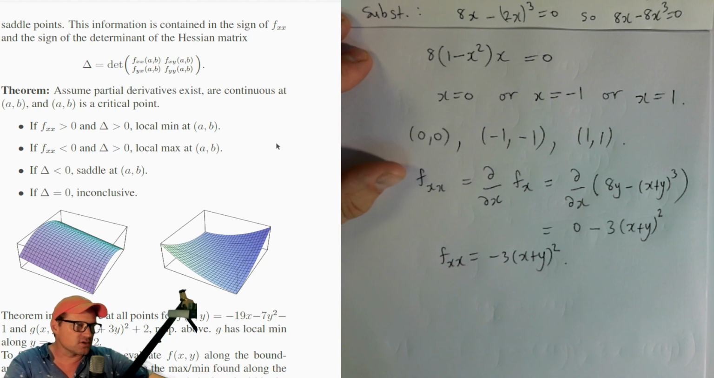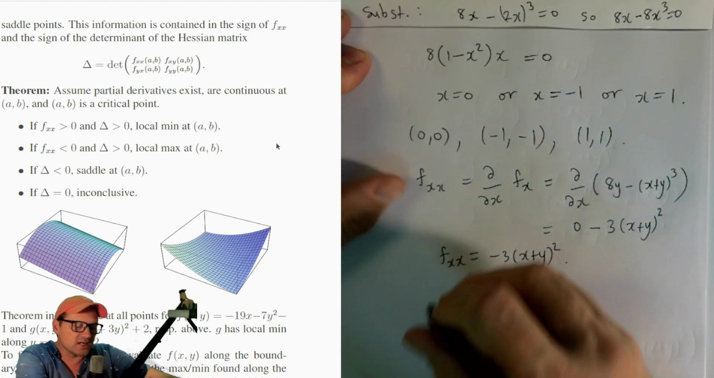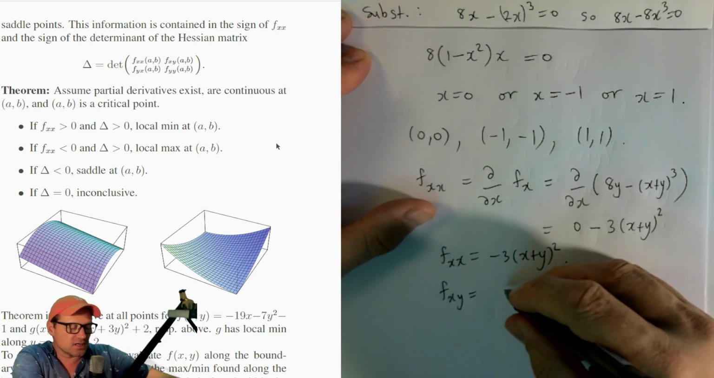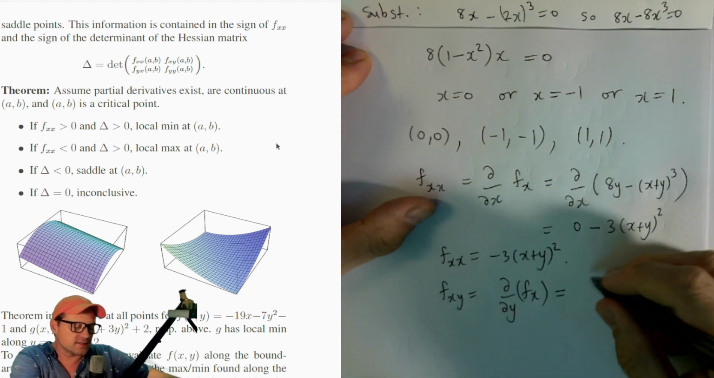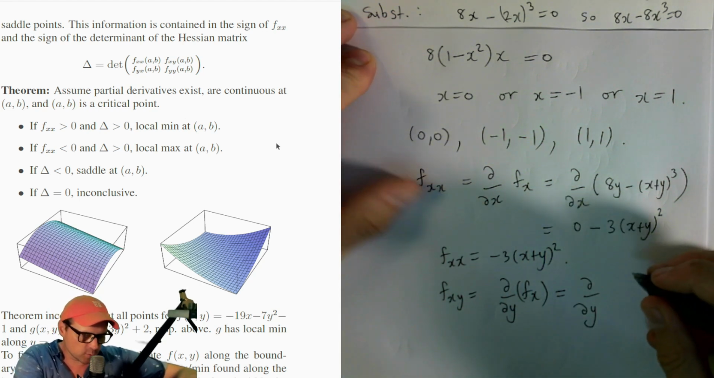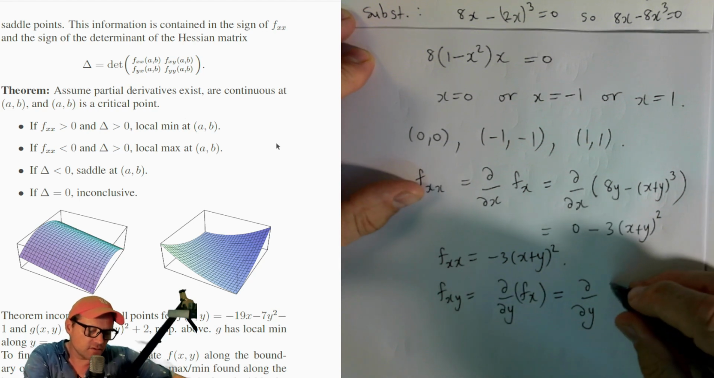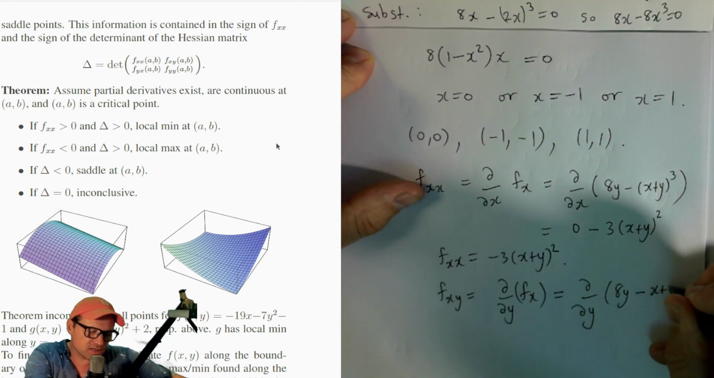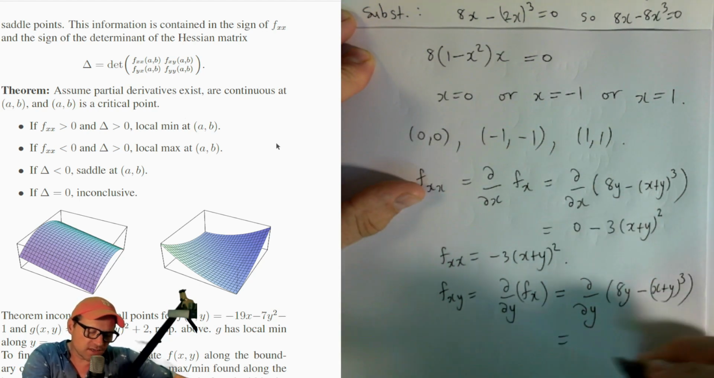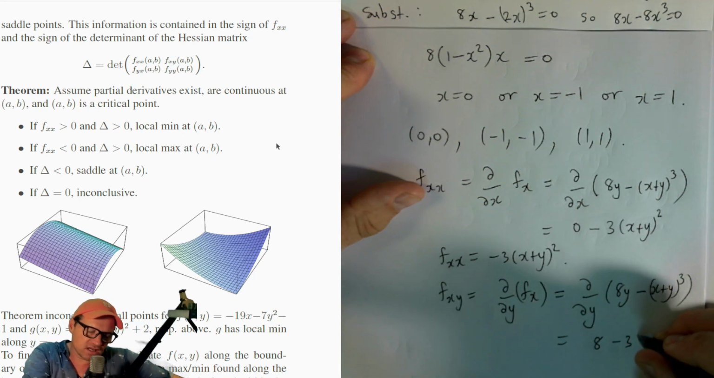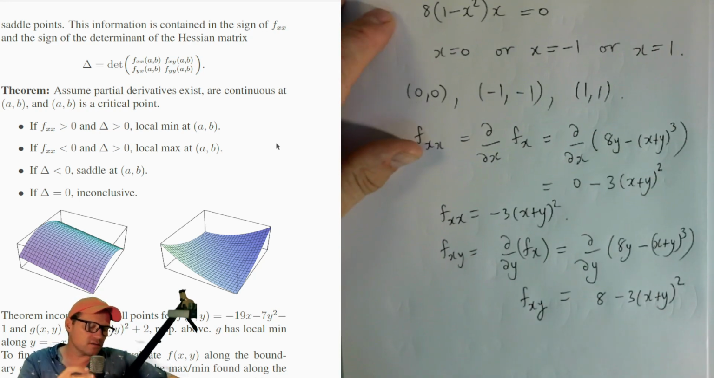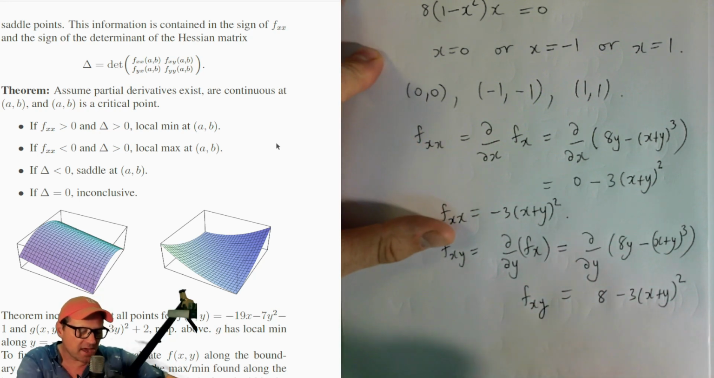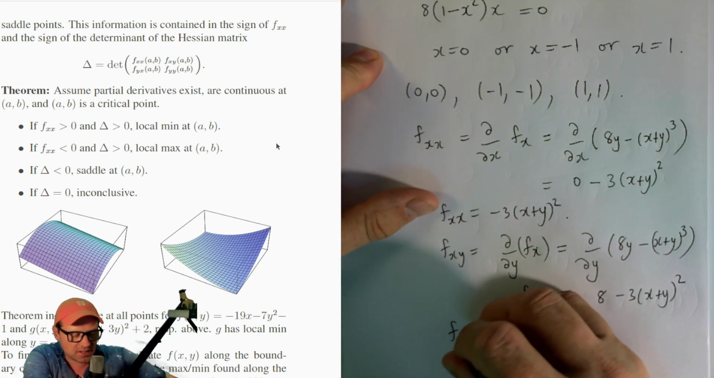Okay, so in our Hessian matrix we also need fxy, which is the partial derivative with respect to y of fx. And so this is the derivative with respect to y of 8y minus (x + y)^3. So here we have 8 minus 3(x + y)^2 for fxy. Now, this should be the same as fyx by Clairaut's theorem, but let's calculate this anyway.